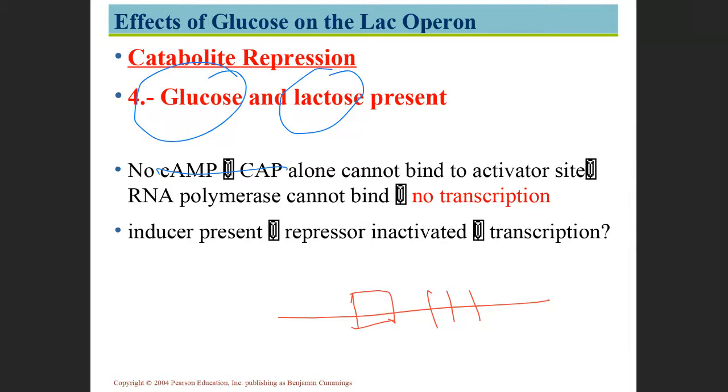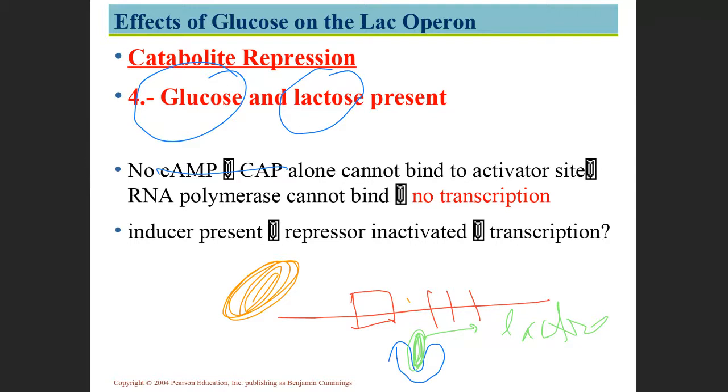Let's see, so glucose is present, so RNA polymerase cannot bind, and the repressor is removed because of the presence of lactose. It doesn't matter. Oh, good. I'm glad you understand it. Yeah, this is a very clever system when you think about it. So now the repressor is removed because lactose is present. However, RNA polymerase cannot bind because the cyclic AMP is not there because glucose is present. So anyway, transcription cannot take place.